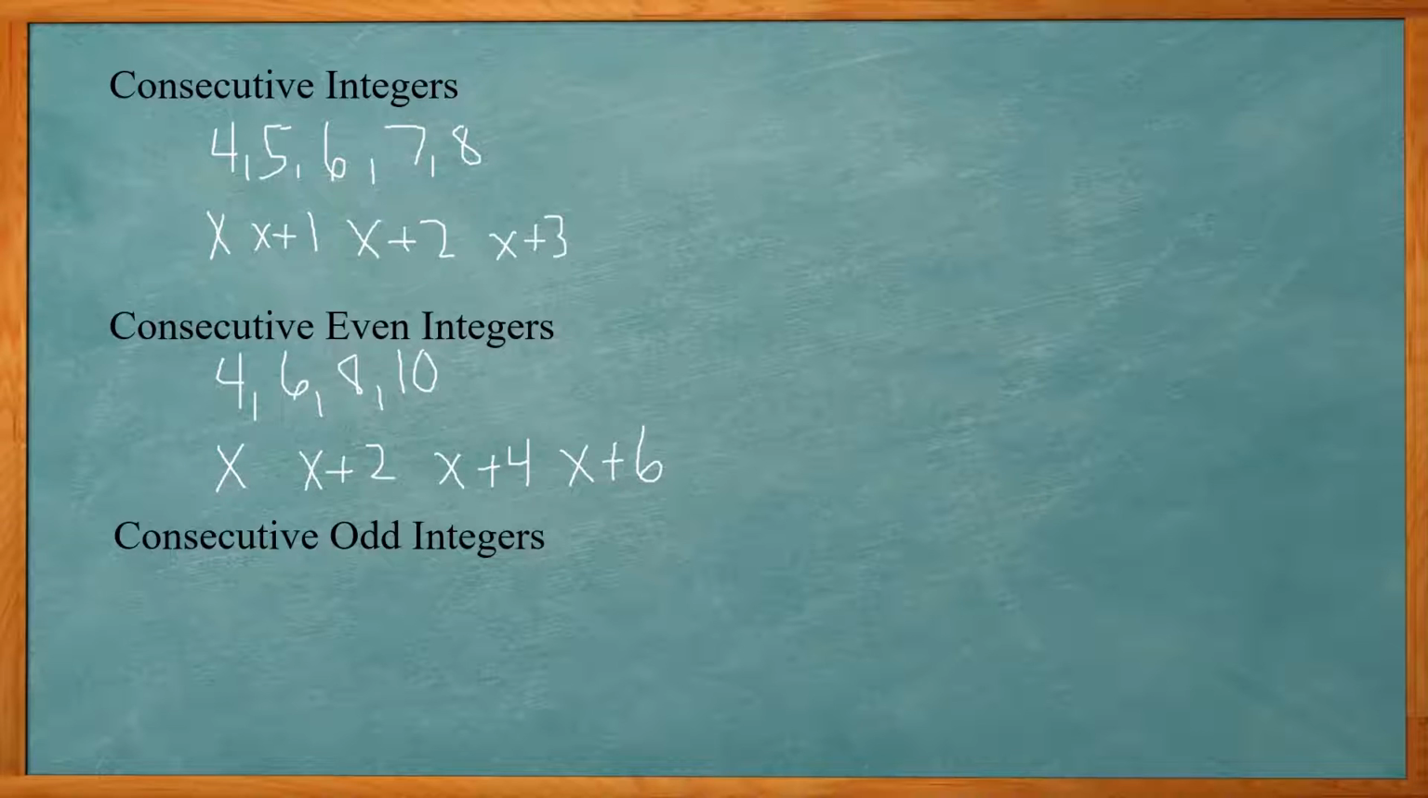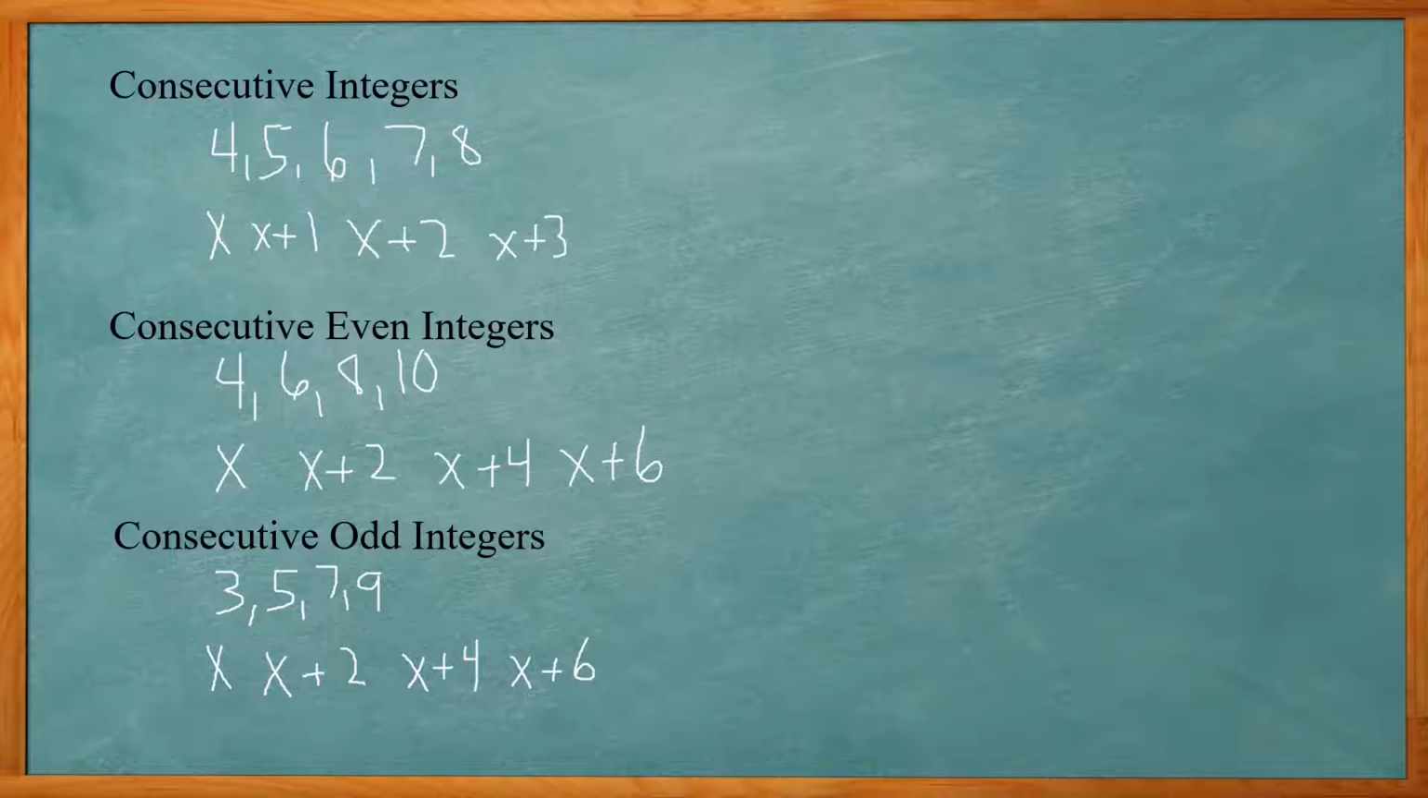Now let's look at consecutive odd integers. We start at 3. The next odd number would be 5, then 7, and 9. And again, from 3 to 5, 5 to 7, 7 to 9, they're 2 away from each other. So 3 would be represented as x, 5 would be x plus 2 because it's 2 away, and then x plus 4 because it's 2 away from the previous one, and x plus 6. So they're 2 away from each other.